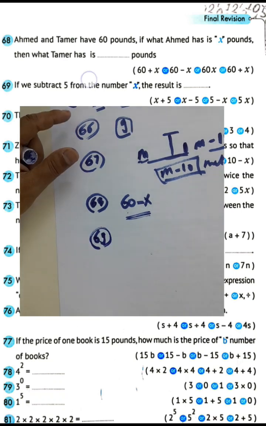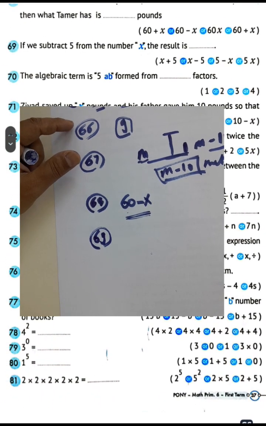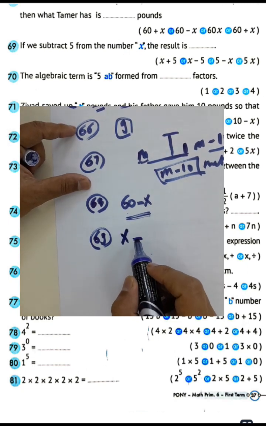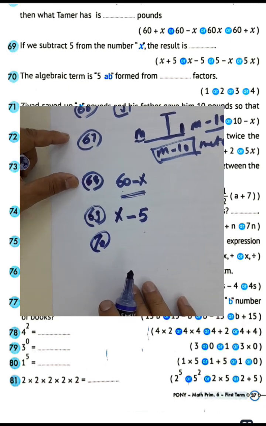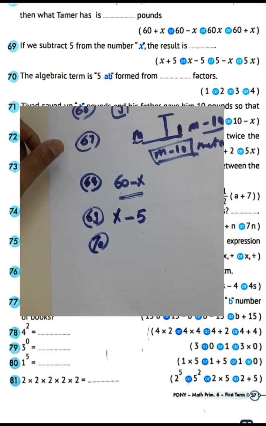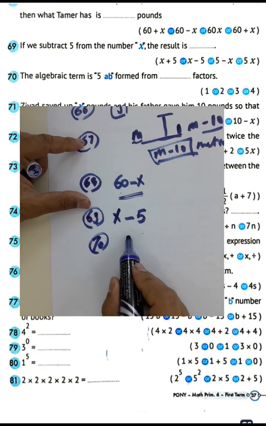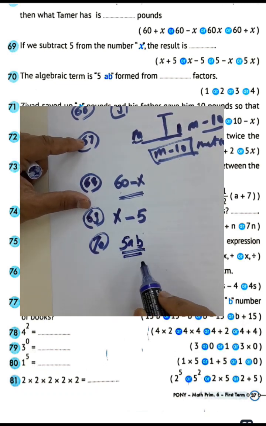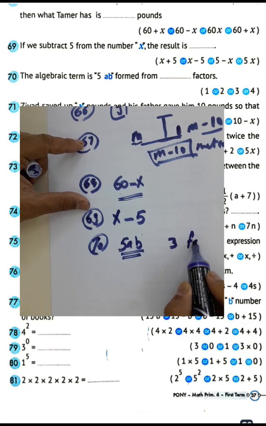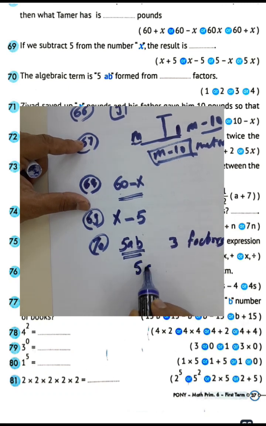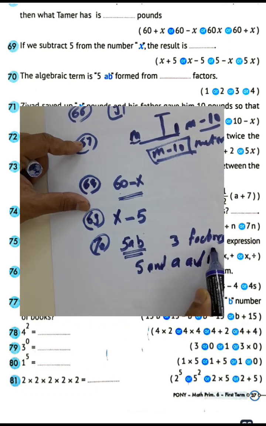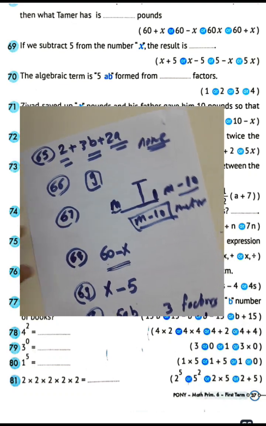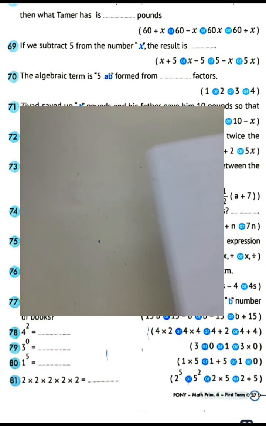Question 69. If we subtract 5 from the number X, we get the result X minus 5. Question 70. The algebraic term 5ab is formed from 3 factors. 5ab consists of 3 factors: 5, and a, and b. Okay, we have 3 factors here. Next question.